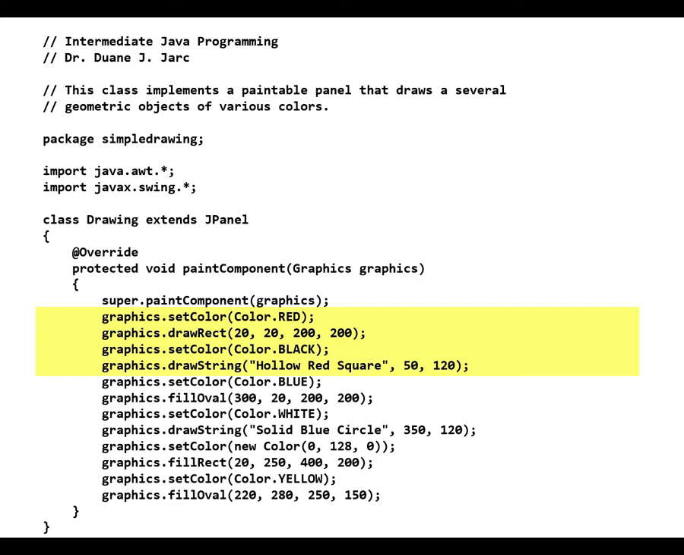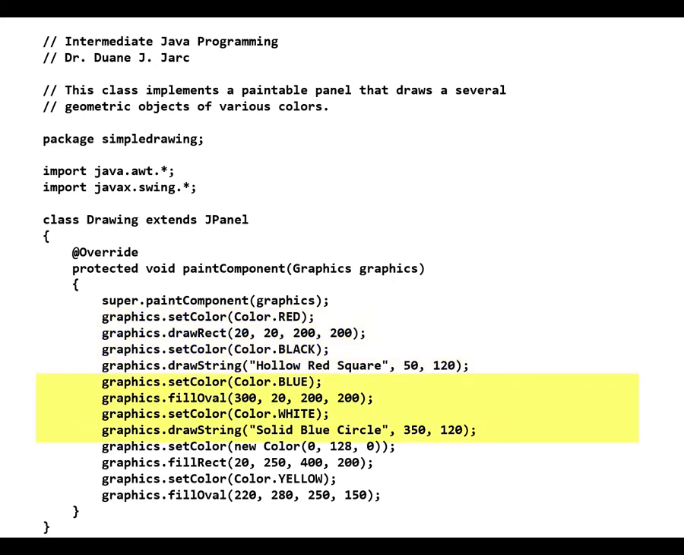Next, we draw a hollow red square with its upper left corner at position 20, 20 and draw the label "hollow red square" inside it, drawn in black. Note that calling the method setColor is necessary only when we wish to change colors. Once it is set, everything that follows will be drawn in that color until it is again changed.